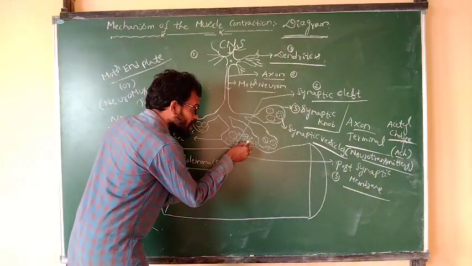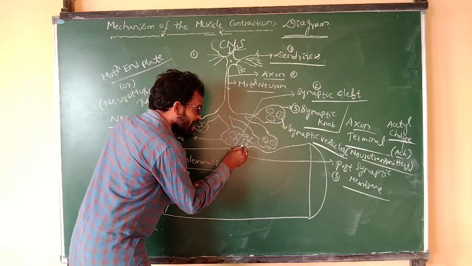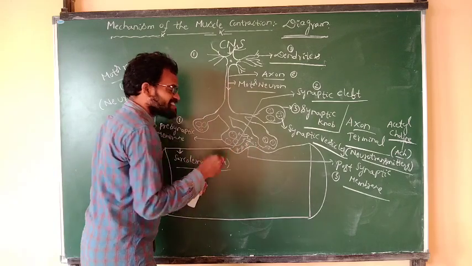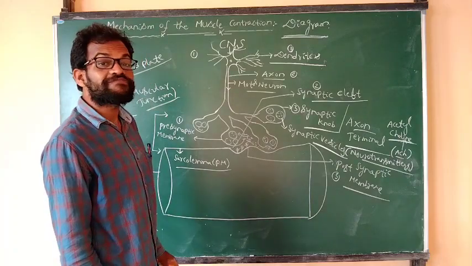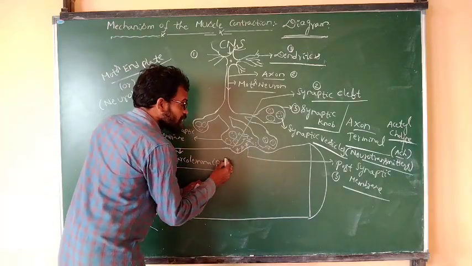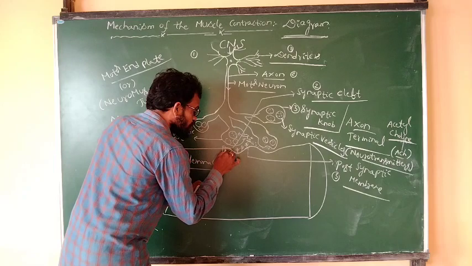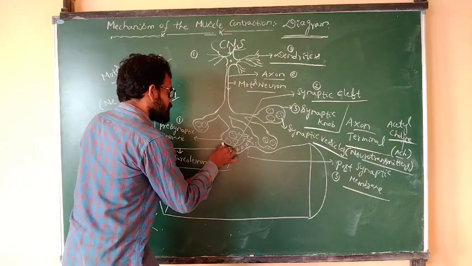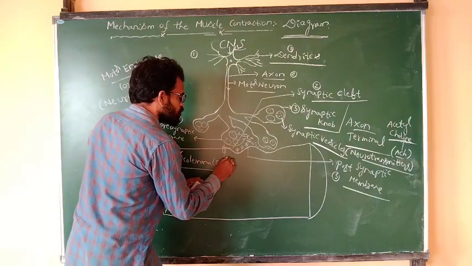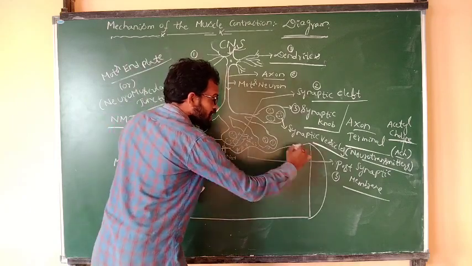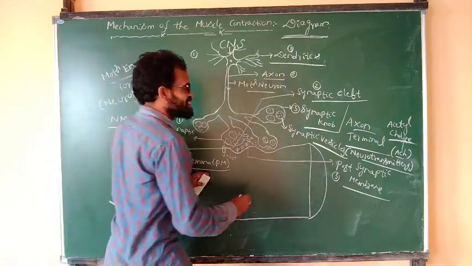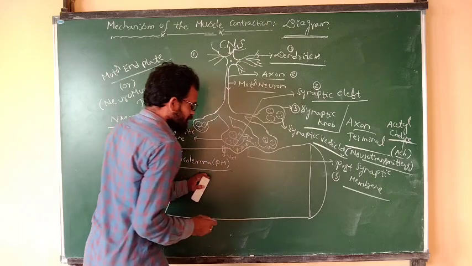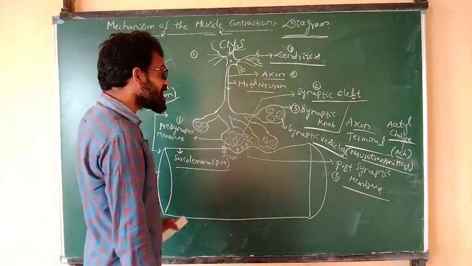This acetylcholine neurotransmitter binds with acetylcholine receptors. Whenever the acetylcholine binds with the receptors, it activates the sodium channels. Whenever the sodium channels are activated, the entire muscle is depolarized. Action potential is generated.